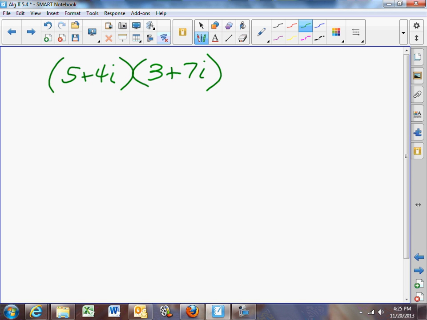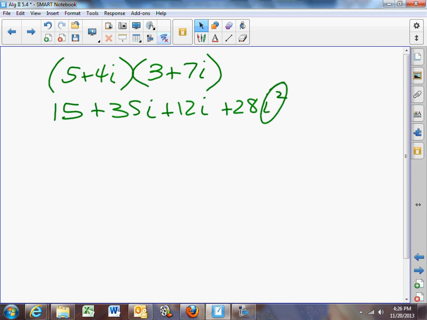First, 5 times 3 is 15. Outer, 5 times 7i is 35i. Inner, 4i times 3 is 12i. And last, 4i times 7i is 28i squared. Now here's the part that you have to watch out for. i squared is defined to be negative 1. So 28i squared is negative 28. Now 15 plus negative 28 is negative 13.